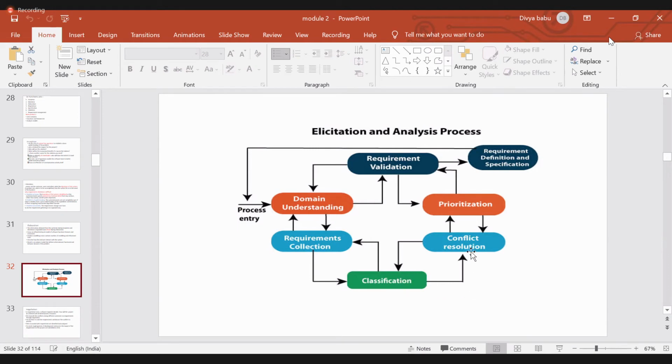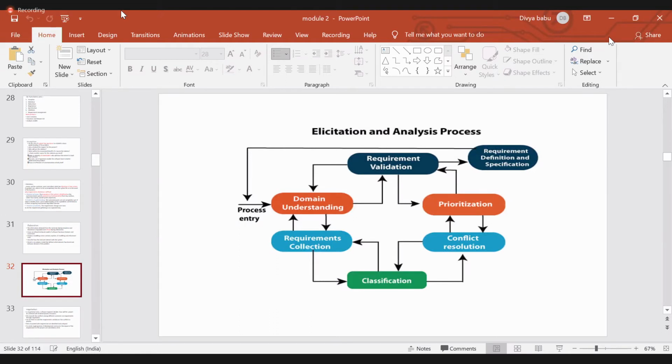And after the classification, you can go for the conflict resolution, because some features you can implement, but at the same time, if you implement one feature, you can't implement the other one. Some conflicts may occur that we are analyzing during the analysis phase. That's why this design and analysis is a single phase. When you are designing, you are also doing analysis in parallel.